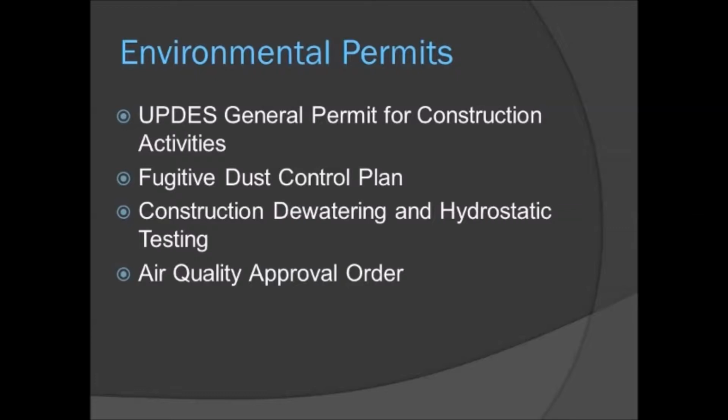There are several permits that are required for this project. Some of these permits include the UPDES General Permit for Construction Activities, Fugitive Dust Control Plan, Construction Dewatering and Hydrostatic Testing, and Air Quality Approval Order. All of these permits are governed by Utah Department of Environmental Quality. These permits provide notification to DEQ that construction activities are taking place. They provide work requirements that must be followed for work activities such as land disturbance, dust control, dewatering, and air quality.